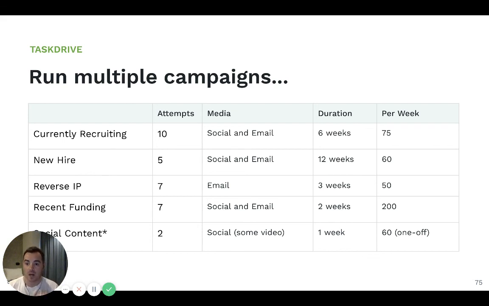Here are the campaigns that I'm currently running at TaskDrive. I'm currently targeting people on social and email if they're currently recruiting. I'm messaging people if they're a new hire. We're using the reverse IP lookup playbook. If they've recently raised a round of funding, we're sending quite a lot out there. And also we're doing some one-off content around social.